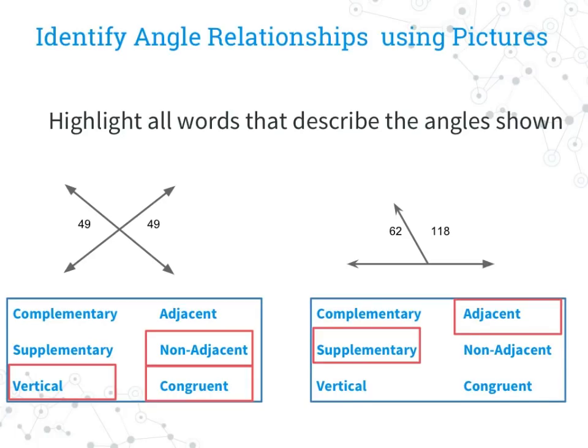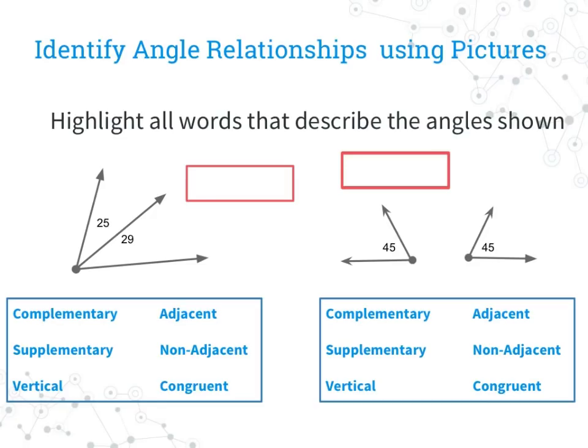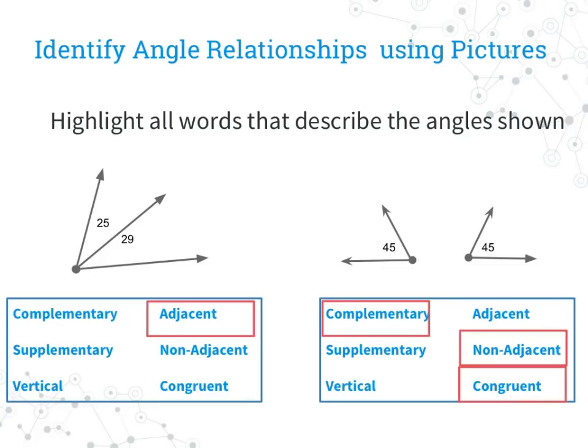Let's take a look at the next one. So again, we've got another example that says identify the angle relationships using the pictures. Highlight all the words that describe the angles shown. So I want you to try this one on your own. Go ahead and pause the video, figure out the ones that are right, then press play again to see if you are right. How did you do? Do your answers match mine?